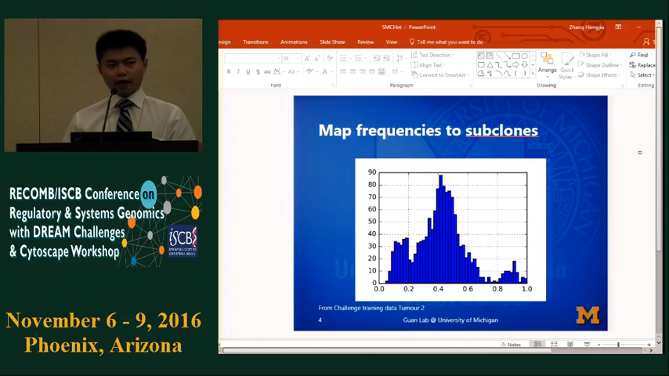One of the hints we have from the challenge data is the distribution of the allelic frequency. So this is one of the training sets we have. And you can see the peaks are somehow related to the subclones. And it's actually matching perfectly. One of the subclones is 0.9, and here the peak is around 0.45. So there's a relationship going on there.